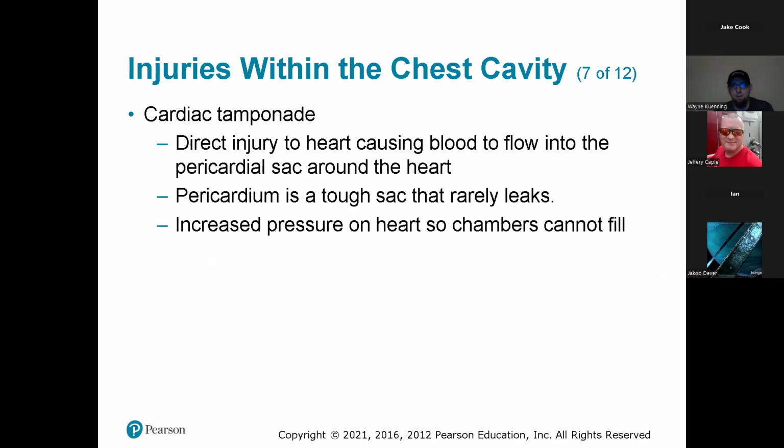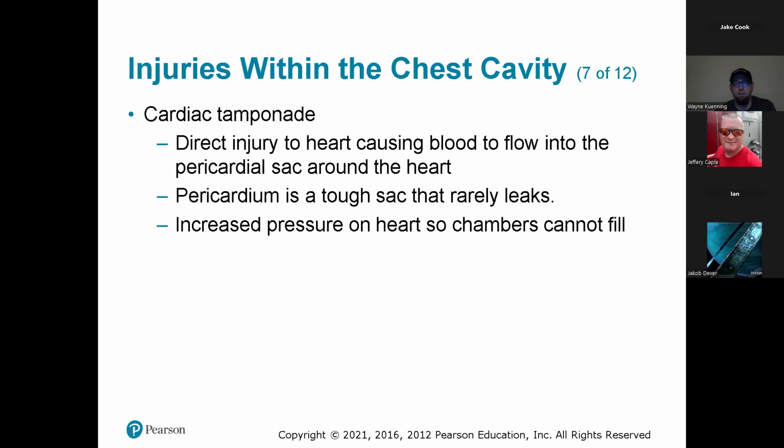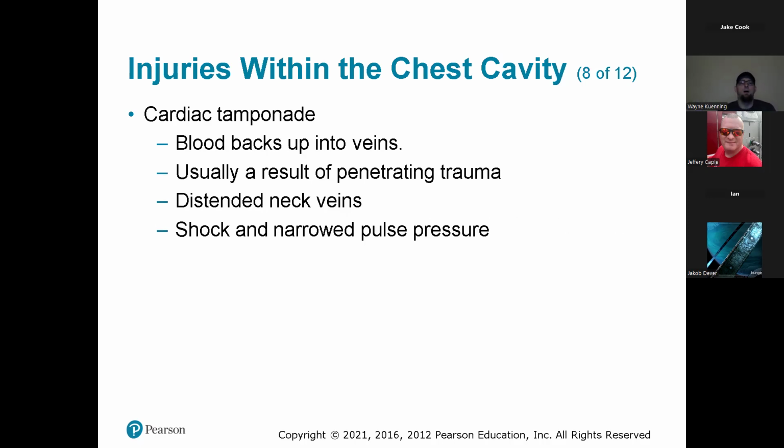Cardiac tamponade is direct pressure to the heart causing blood flow into the pericardial sac around the heart. The pericardium is a lot like leather. It doesn't stretch. And once it feels pressure from the outside, it doesn't beat real well. It beats fine, but the chambers aren't allowed to fill because they're not allowed to relax all the way. Blood backs up into the veins. It's typically the result of penetrating trauma.